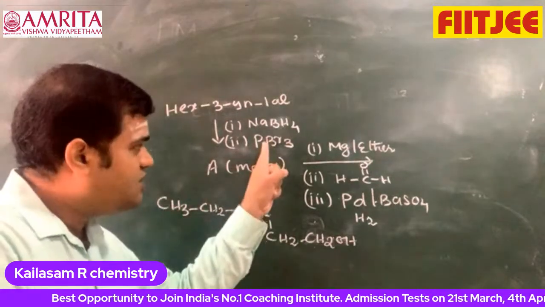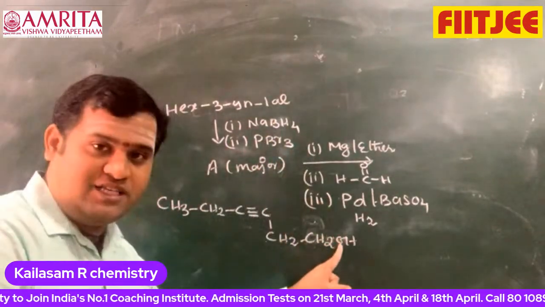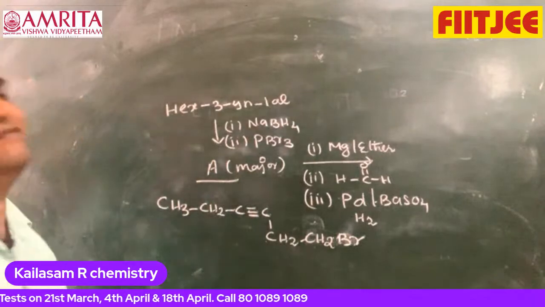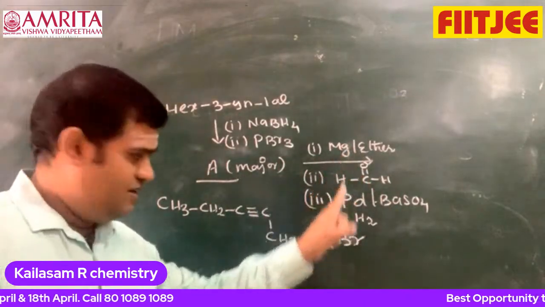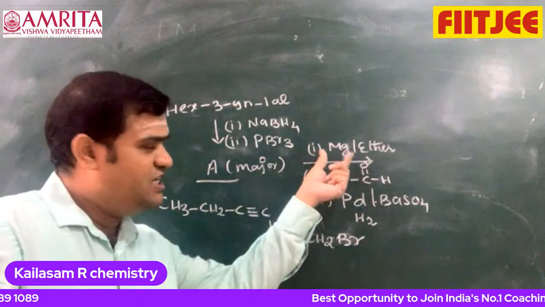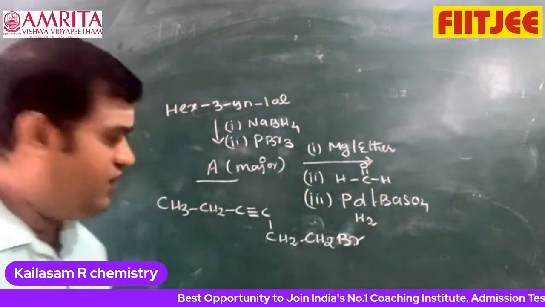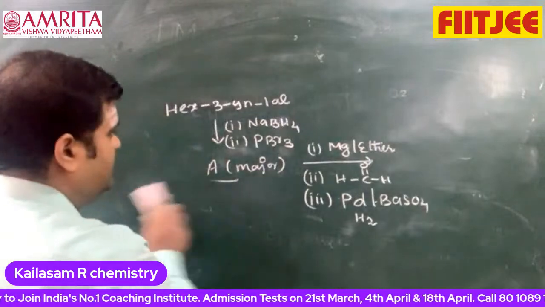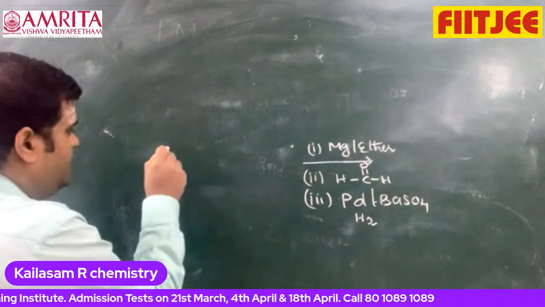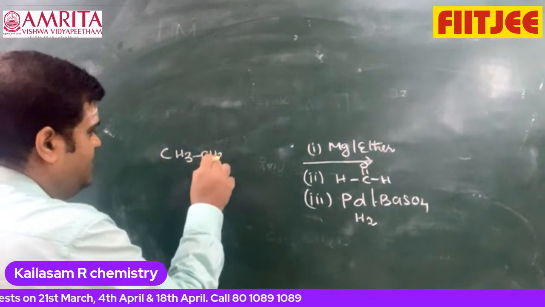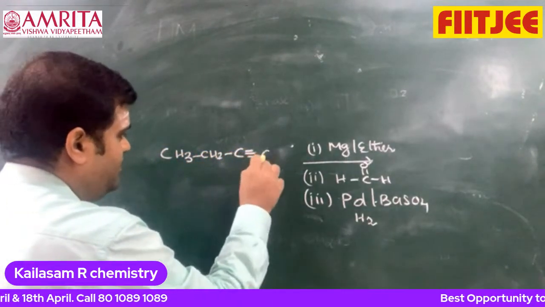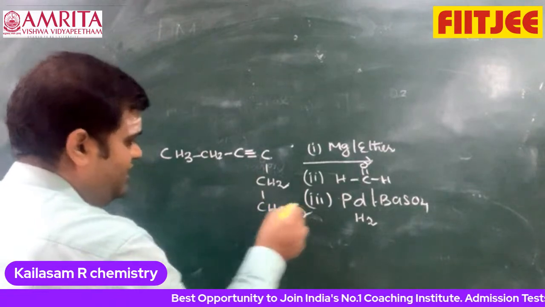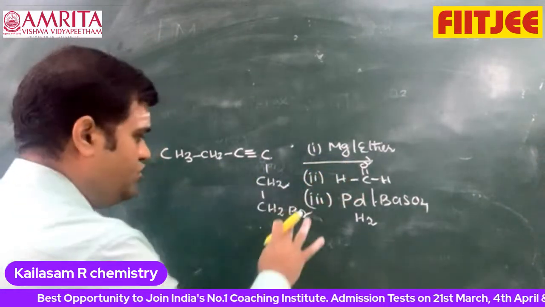The next is phosphorus tribromide. What is going to happen? Here the OH is there. The OH becomes Br. This is A. Now Mg. Can you say this is an alkyl halide? With magnesium, what is going to happen? A Grignard reagent is going to form. This is A, and now it reacts with Mg. What are we going to get? This is A: CH3, CH2, C triple bond C, CH2, CH2Br.